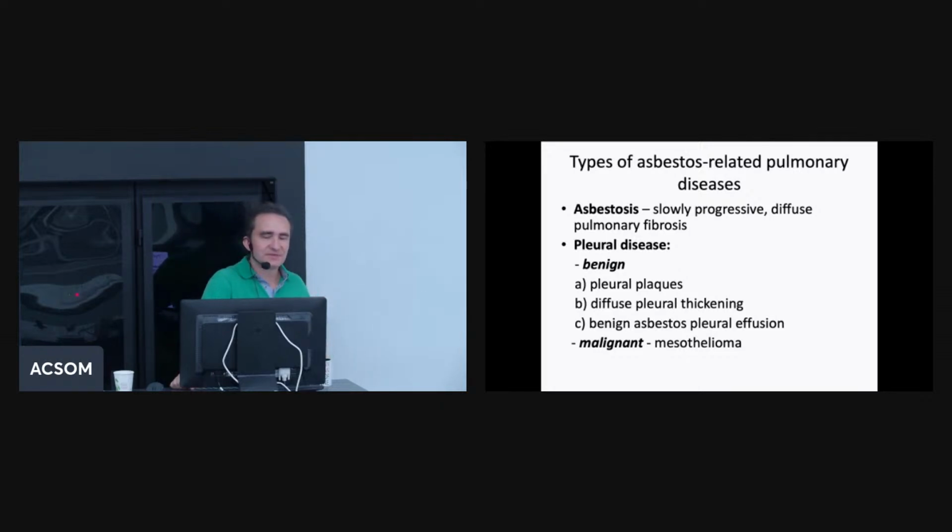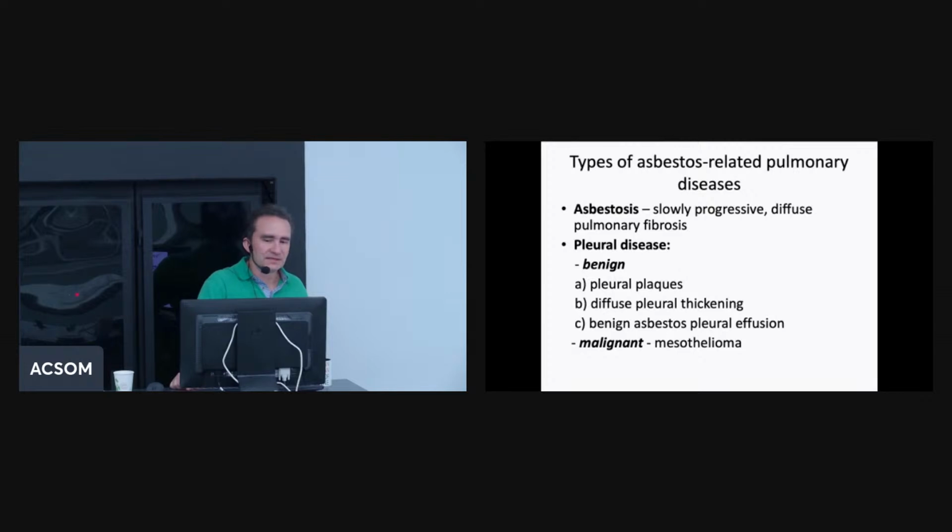So asbestosis itself is a problem with the lung parenchyma, okay? It's a slow progressive diffuse pulmonary fibrosis. If somebody has idiopathic pulmonary fibrosis without asbestos exposure, those patients usually progress much quicker. And asbestosis is a slowly progressive disease, okay? And many times people would die from something else before they get really seriously hypoxic to die from asbestosis.